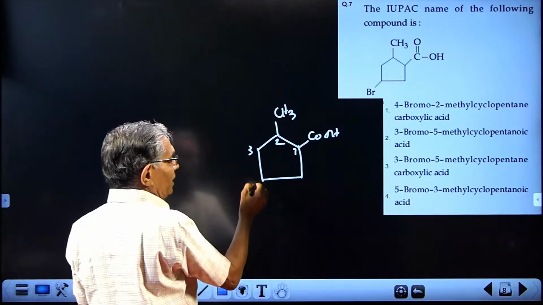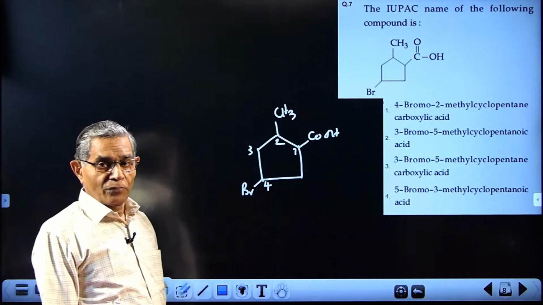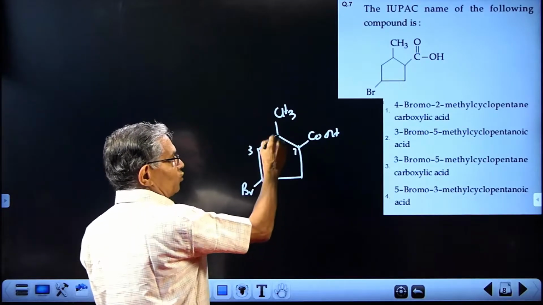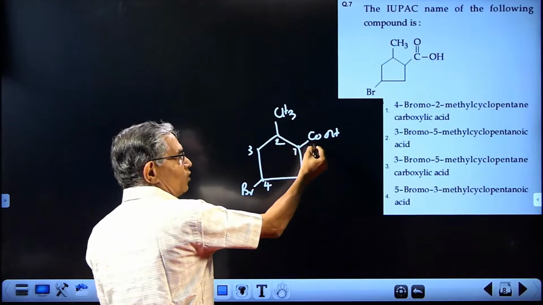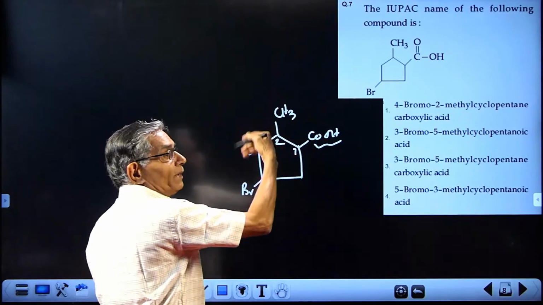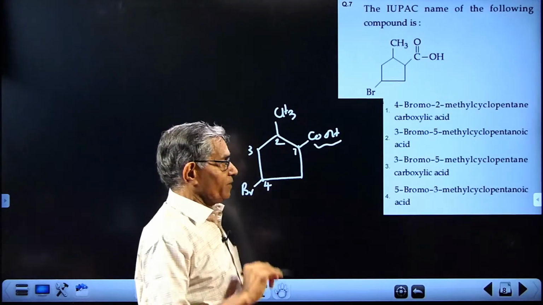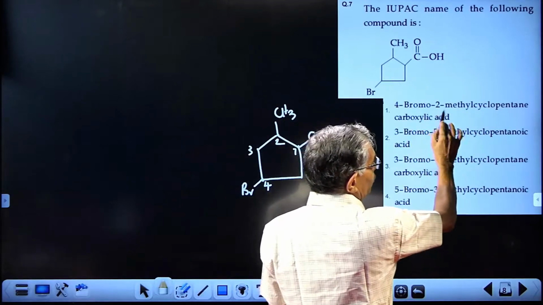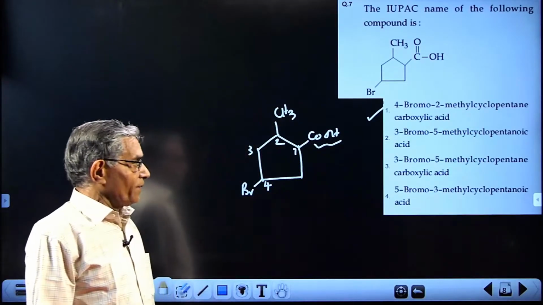This will be 3, and here you have bromine. So this will be 4. So the name should start with 4-bromo followed by 2-methyl. Cyclopentane, the ring is over. But because this carboxyl group is attached and this carbon is not a part of the main chain, this should be completely named as carboxylic acid. That is how you are getting the answer. See, 4-bromo-2-methyl cyclopentane carboxylic acid, number 1.